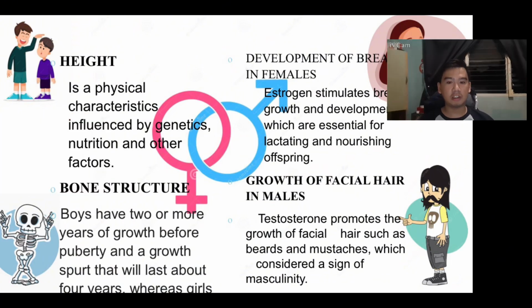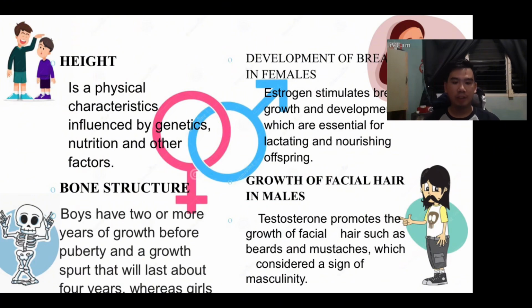So here are the secondary characteristics of males. The first one would be height increase. In males, during puberty there is significant growth, spurred by the surge in growth hormone and testosterone. The long bones grow, often resulting in a final adult height greater than that of females. The second is bone structure. Male bones become larger, denser, and more robust. The pelvis remains narrower and more upright compared to females, contributing to a more angular body shape.